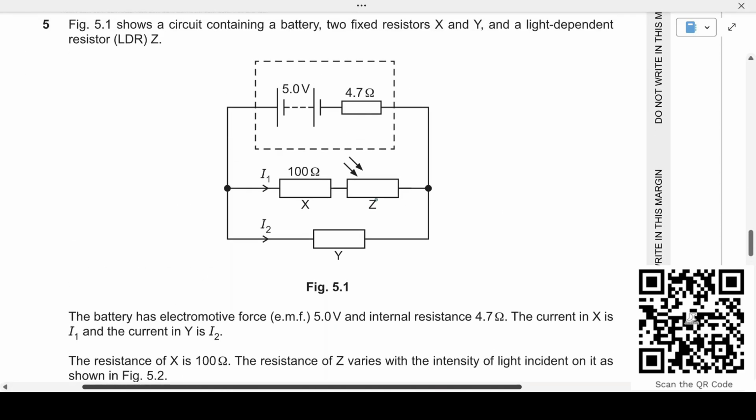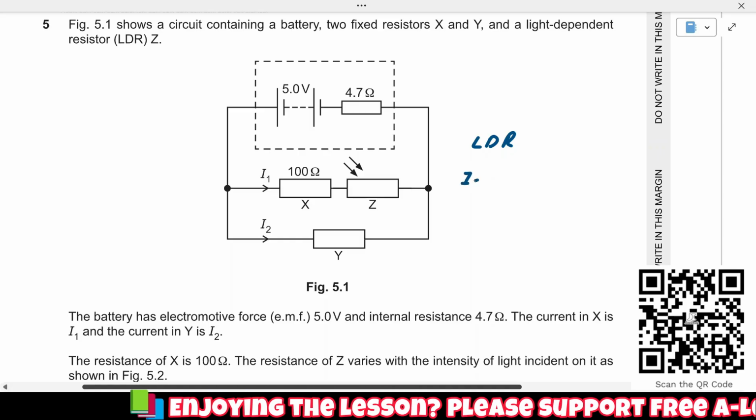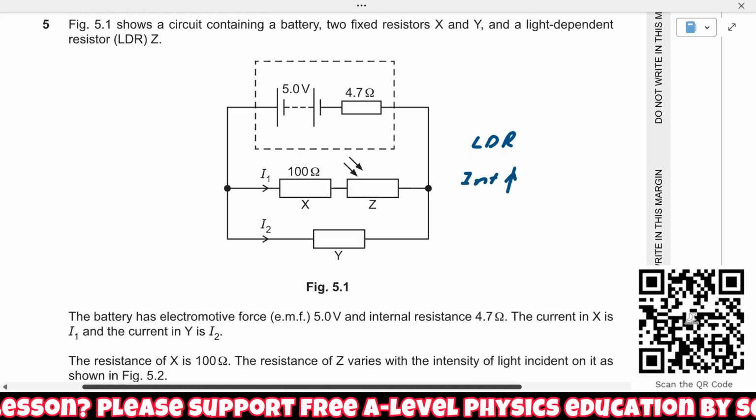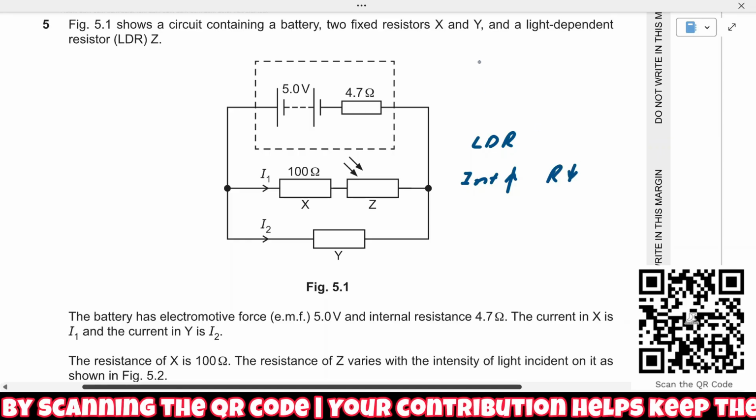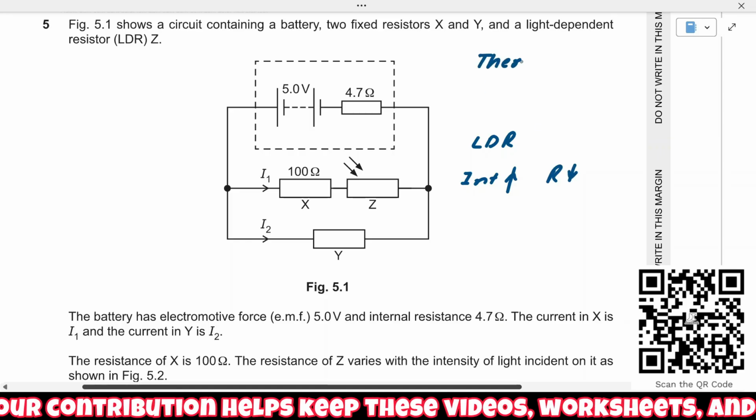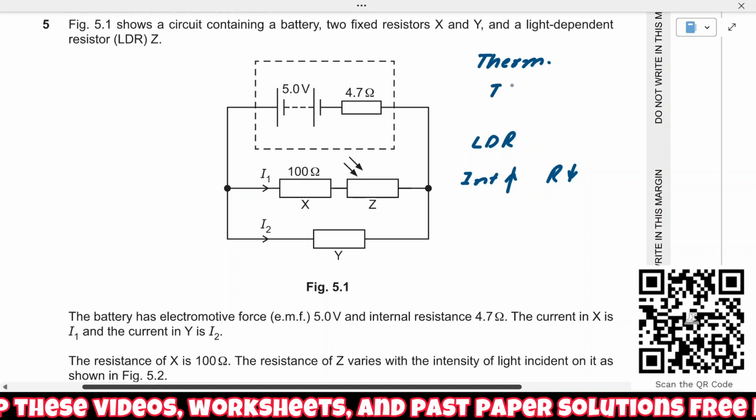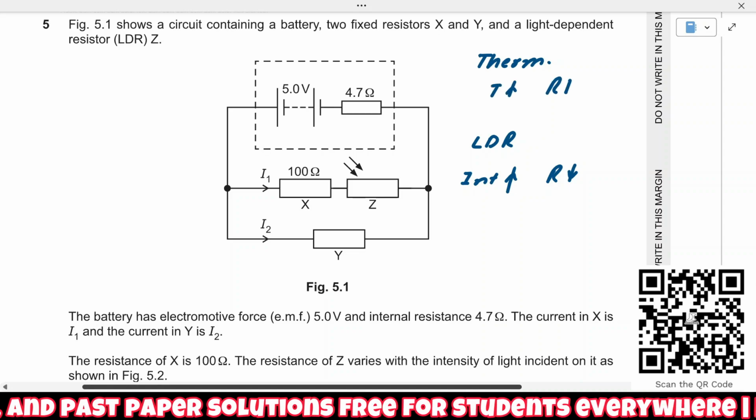And by the way, this component is an LDR, light dependent resistor. What is the effect? If you increase the intensity of light on the LDR, the resistance decreases. Just like with the thermistor: if you increase the temperature, resistance decreases.